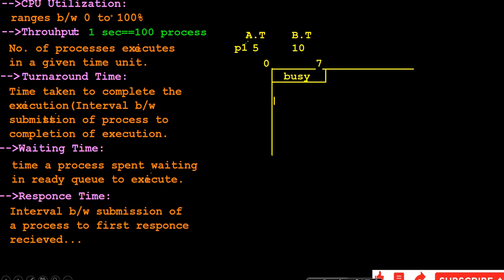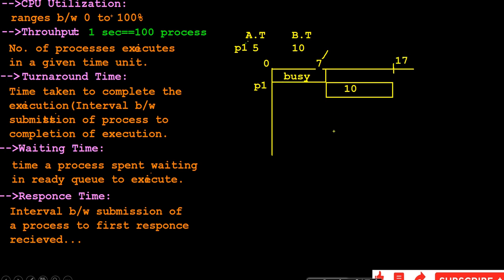After the 7th second, consider the CPU became idle, so P1 started the execution. At the 7th second, it will start the execution, and it requires 10 seconds of burst time. It started the execution at the 7th second, and 10 more seconds are required. So it finishes the execution at the 17th second.